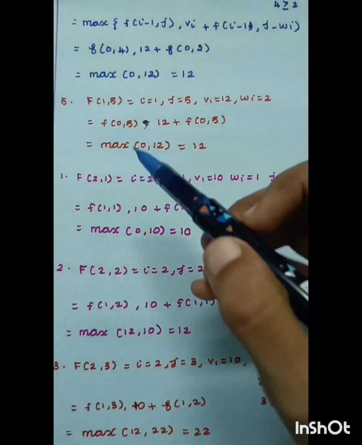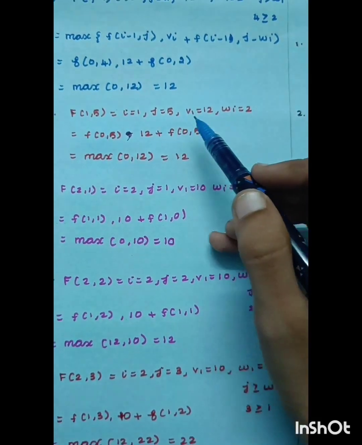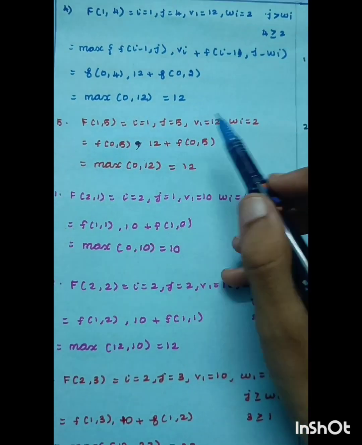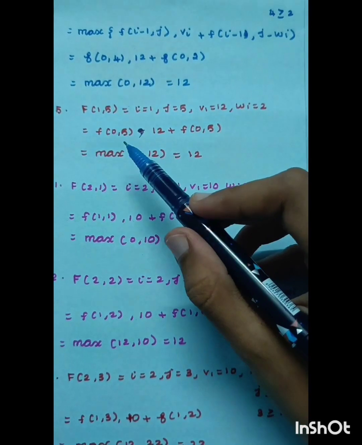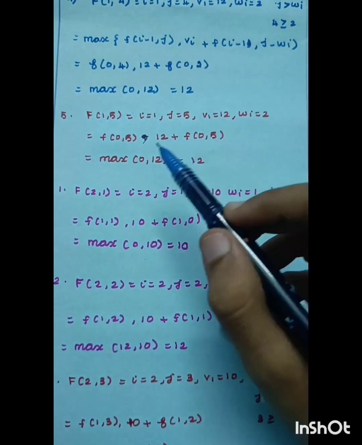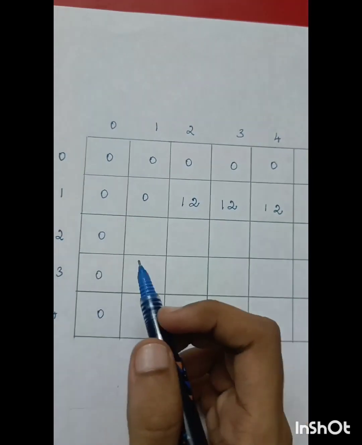For f of 1 comma 5, i equal to 1, j equal to 5, v1 equal to 12, w1 equal to 2. The value of j is greater than w1. So again we use the second formula. So f of 0 comma 5 comma 12 plus f of 0 comma 5. So max of 0 comma 12 which is equal to 12. So we have to fill the value of 1 comma 5 in the matrix box as 12.